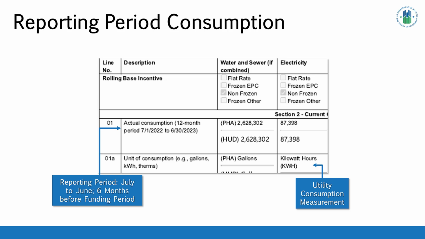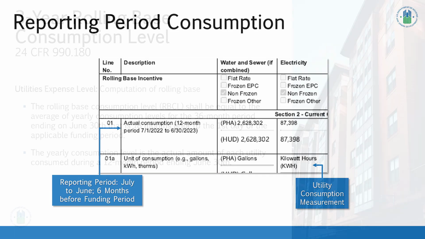So for here, in this reporting period, we had 2.6 million gallons. The utility consumption is right underneath on line 1A: 2.6 million gallons of water. And then for electric, we had 87,000 kilowatt hours being used.